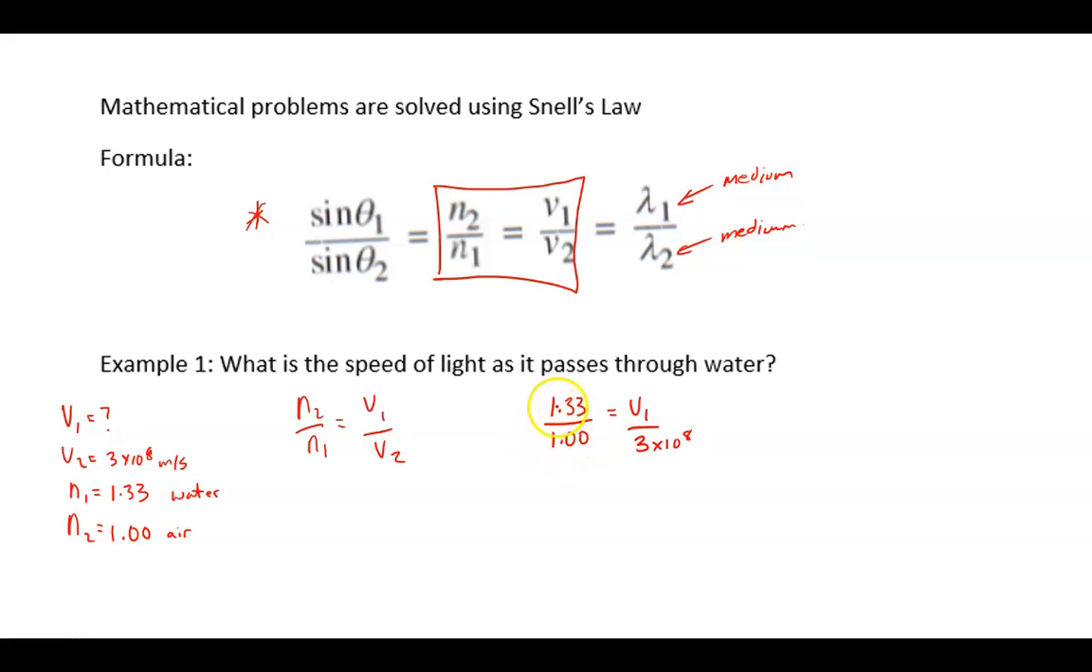Now I've got that backwards. It's 1.00 over 1.33, right? Because n1 is 1.33, that's on the bottom, and 2 there. And so 3 times 10 to the 8 multiplied by 1 is just 1, divided by 1.33 is equal to v1, or 2.25 times 10 to the 8 meters per second is equal to v1.